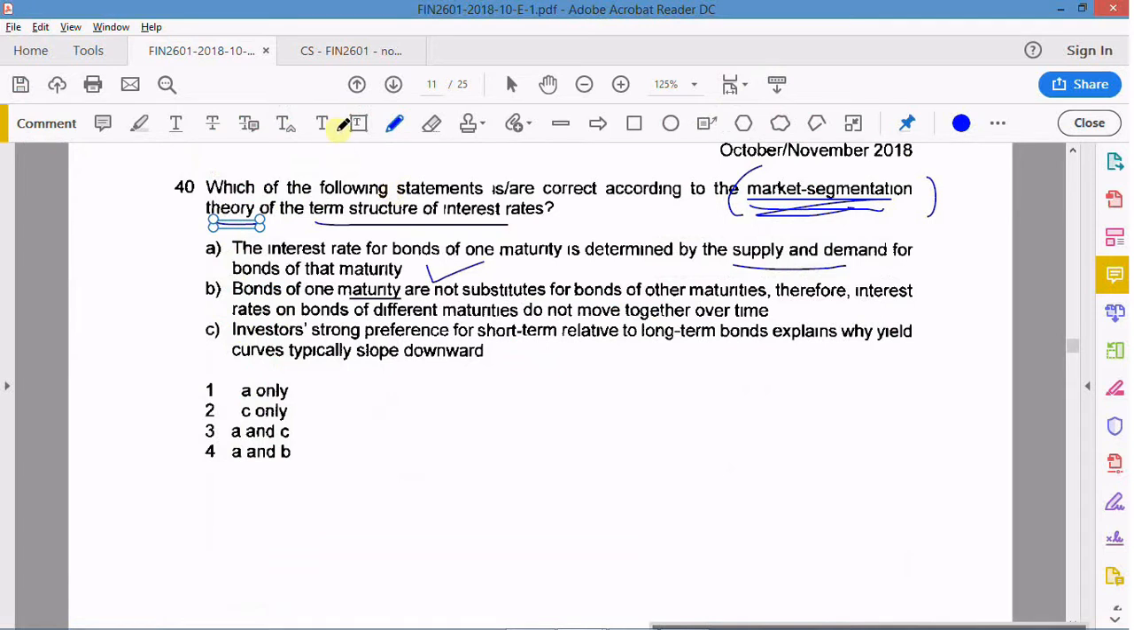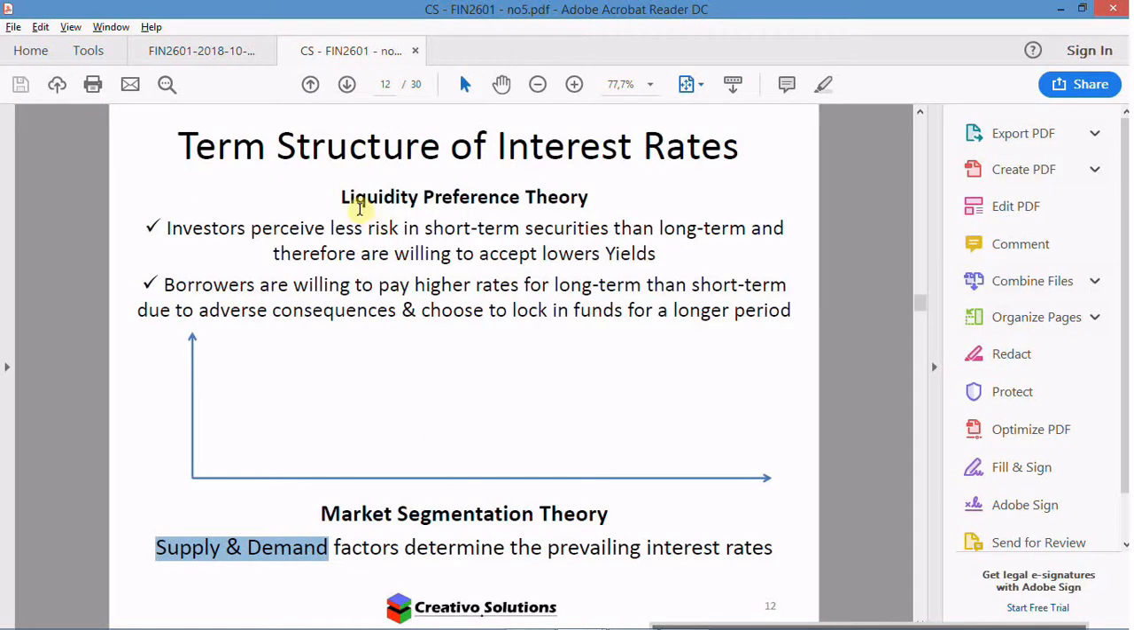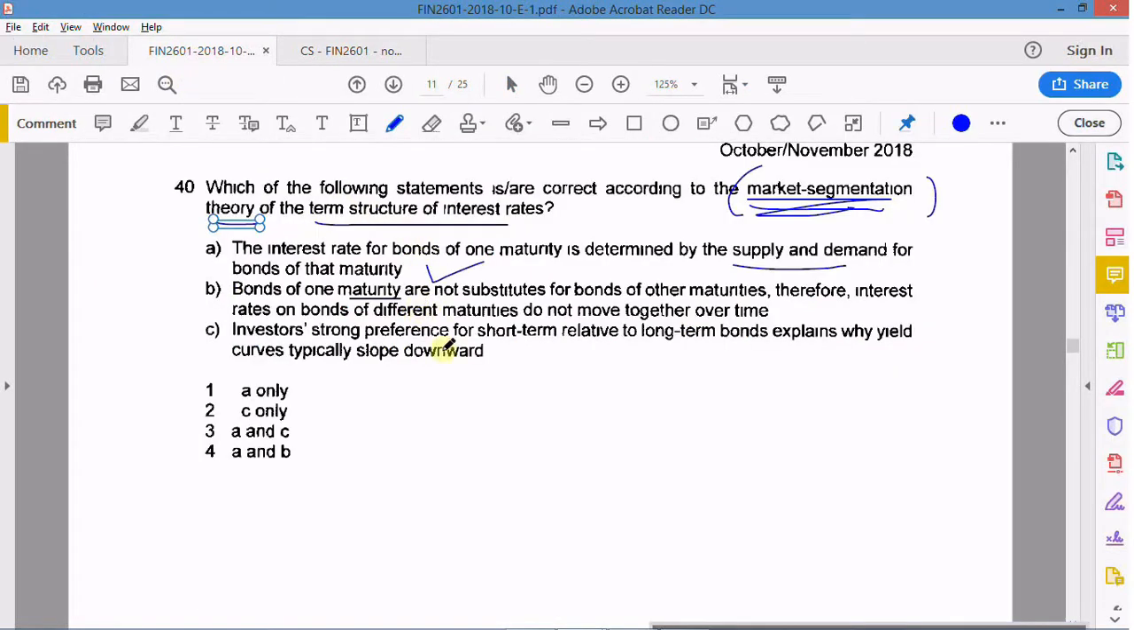This one. Oh, that's the liquidity preference. Okay, there were only those two. There might be another one in the textbook, but we'll check it just now. I don't think that's true. Investors' strong preference for short-term relative to long-term explains why yield curves slope down. Okay, so that's liquidity preference. So I'll be looking at A and B here, but let's just check the textbook to make 100% sure that we have the right option.